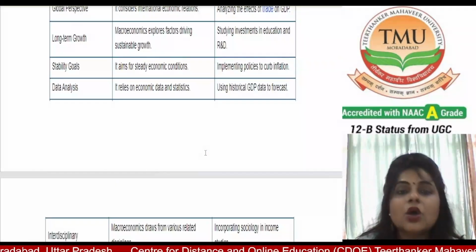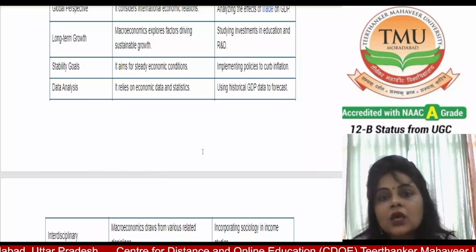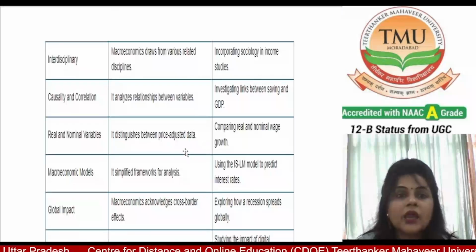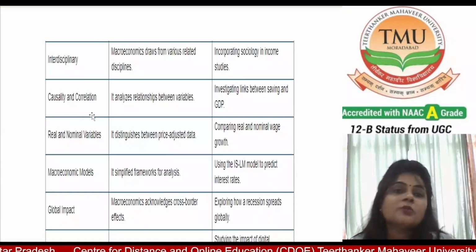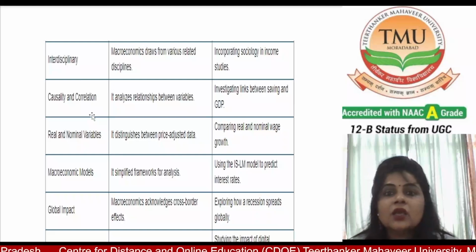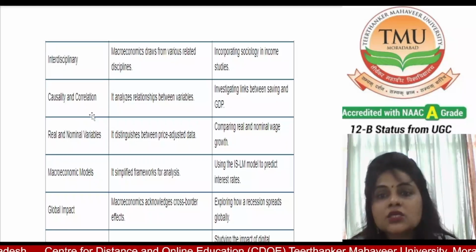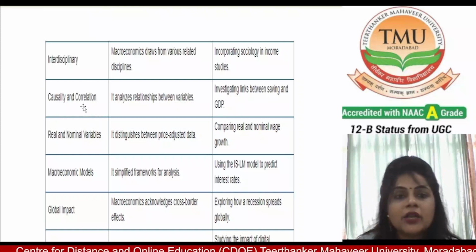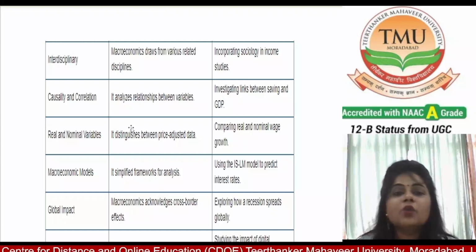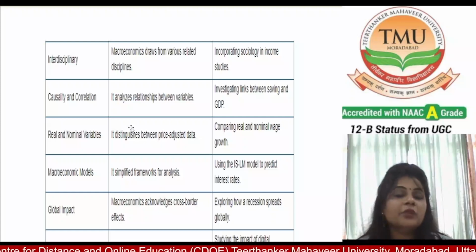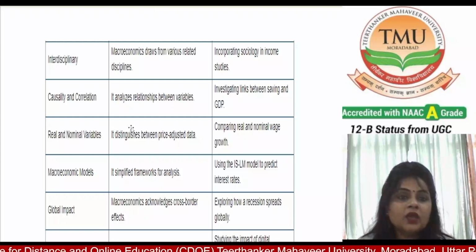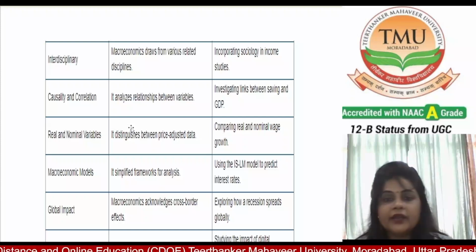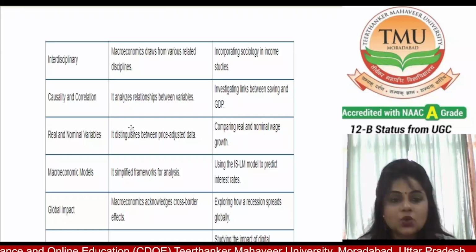Data analysis: it relies on economic data and statistics, using historical GDP data to forecast. Interdisciplinary: macroeconomics draws from various related disciplines, including sociology in income studies. Causalities and correlations: it analyzes relationships between variables, investigating links between saving and GDP. Real and nominal variables: it distinguishes between them using price-adjusted data, comparing real and nominal wage growth.